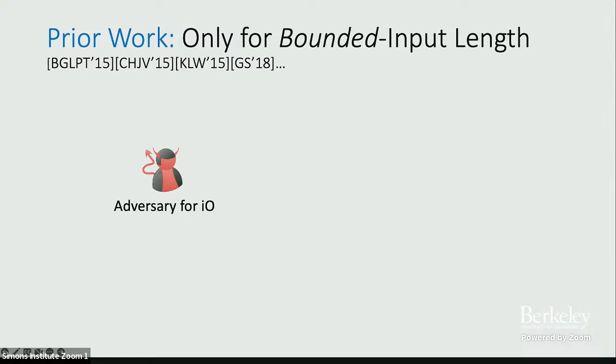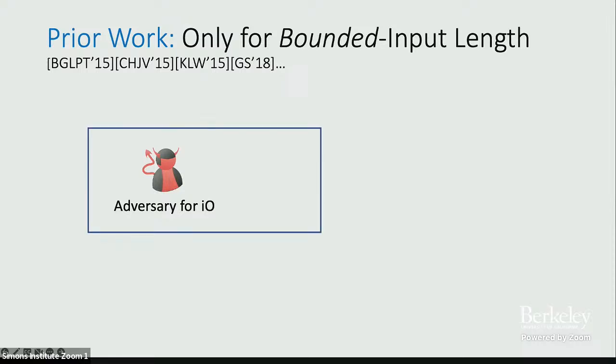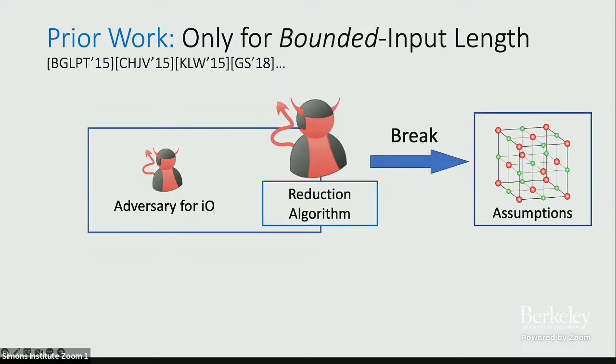And the reason is as follows. To build I/O for Turing machines, they need to prove the security of I/O. To prove the security, we usually first assume there exists some adversary for I/O, and we use this adversary to build some reduction algorithm that can break the underlying assumption. However, in the previous works constructing I/O for Turing machines, the reduction algorithm runs in 2 to the input length time. Here, the input length is the input length of the circuit being obfuscated.